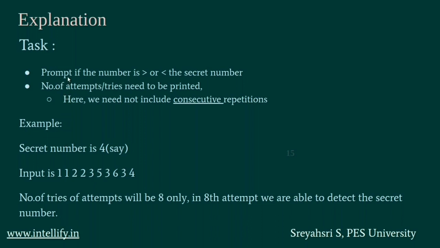We have two tasks in short. Say the secret number is 4, and the user starts inputting. The user starts guessing. Now, when the user inputs 1, it should say it's less than the secret number, and when he inputs 5 or 6, it should say it's greater than the secret number. Now this completes task 1.